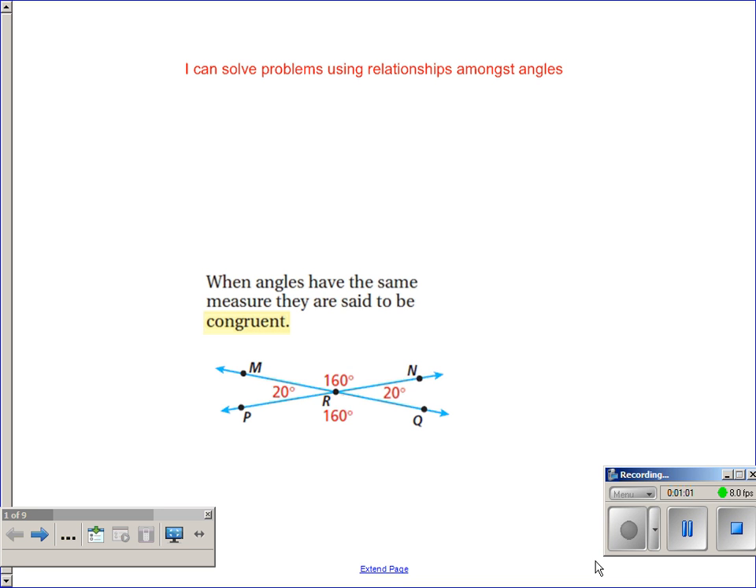Okay? We already talked about one term, and that's congruent. And congruent, just to make it simple, it just means the same. Okay? We can talk about congruent angles. They are angles that are the same. If we're talking about the lengths of sides and they're congruent, that means the lengths of the sides are the same. Okay? So there's two pairs of congruent angles on this picture right up here.